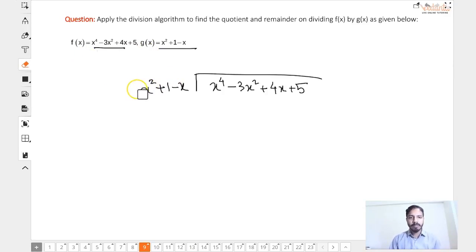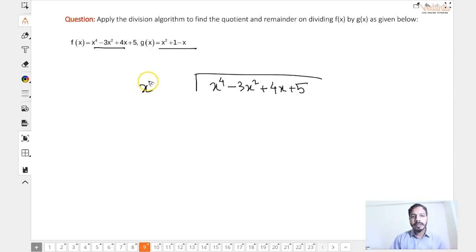If we write it in this way, it will be difficult for us. So it's better to write it in descending degree. So x square has the highest degree, and then minus x has degree 1, and then plus 1. In this way, if we write it, it becomes easier for us. Similarly, this also should be written. Now, how do we divide this?